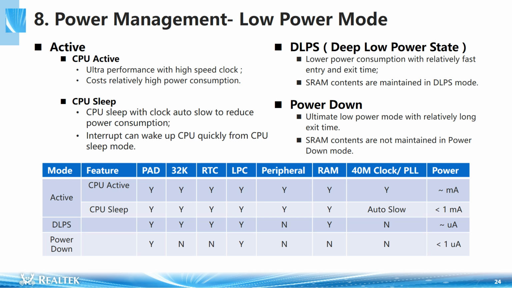Power down. This is the ultimate low power mode aimed at minimizing power consumption to the lowest possible level. It features a relatively long exit time, as the system powers down many components to achieve maximum power savings. In this mode, RAM contents are not retained, meaning data stored in RAM will be lost unless it is saved elsewhere before entering this mode. These modes enable the platform to balance performance with power efficiency depending on the operational requirements at any given time. For more details, please refer to BLE SoC Power Mode Introduction.